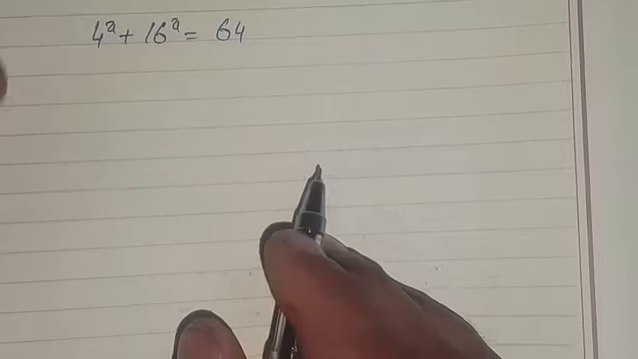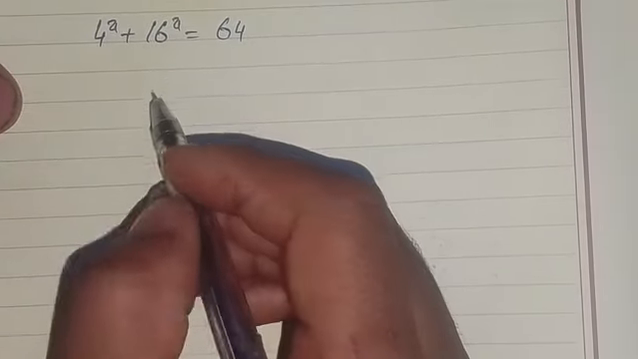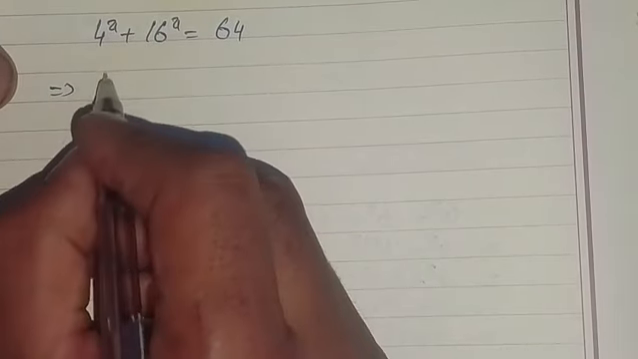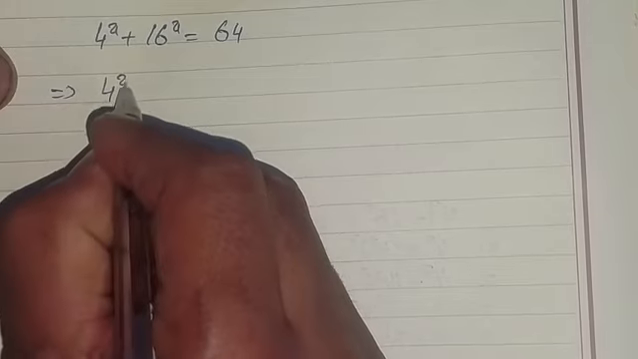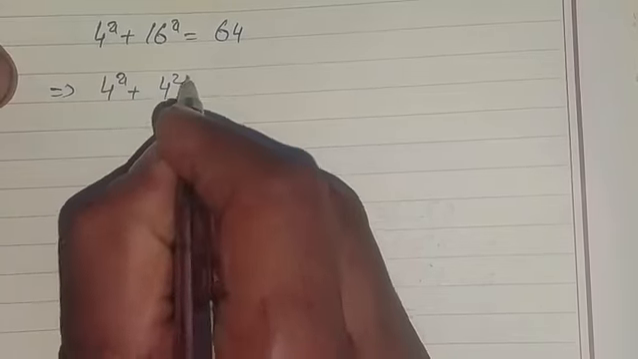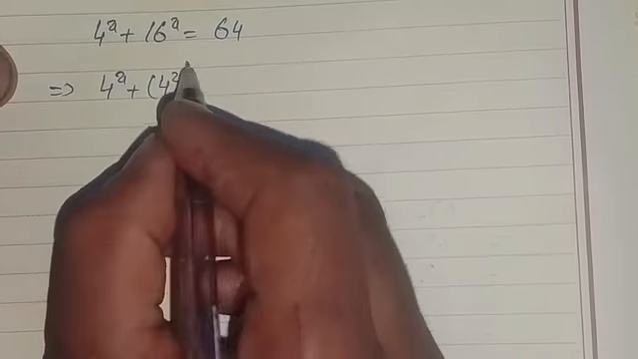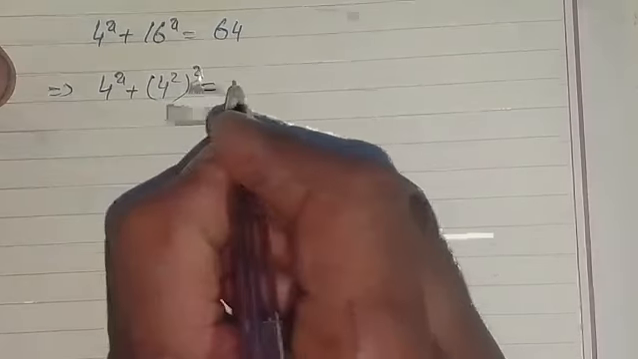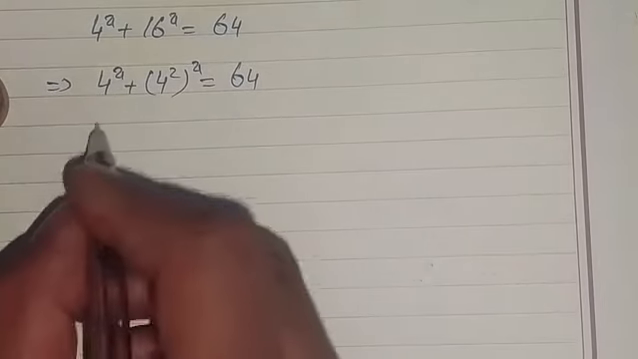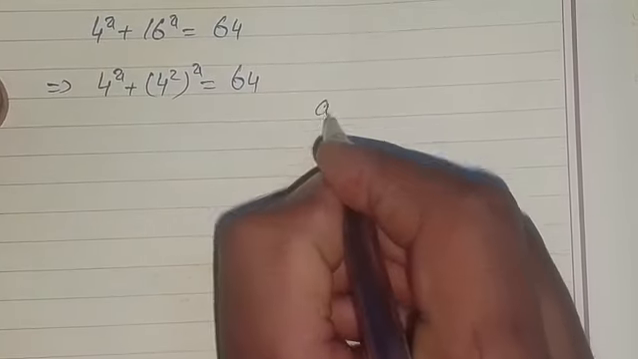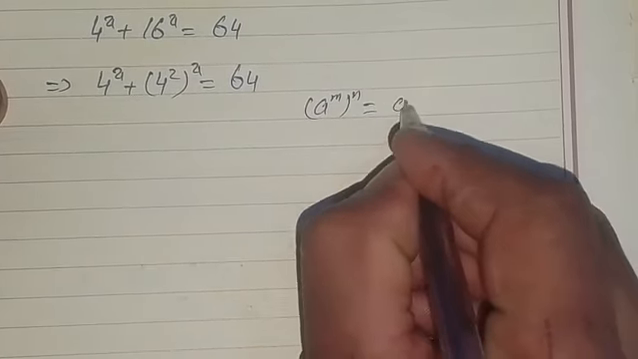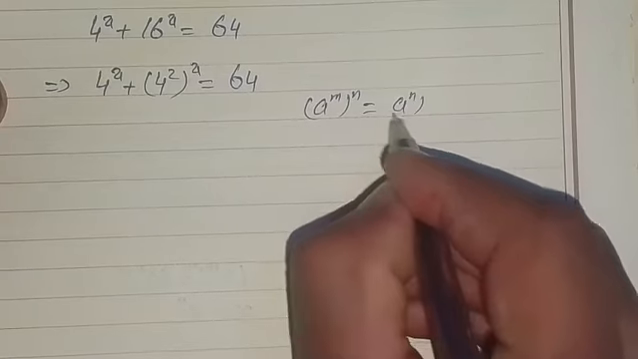Today we solve this expression to find the value of a. Now we solve it. We write 4^a + 4^2, and they again give us 16^a = 64. Now we write the rule a^(m^n) equal to a^(n^m).